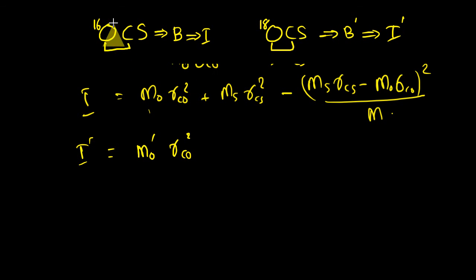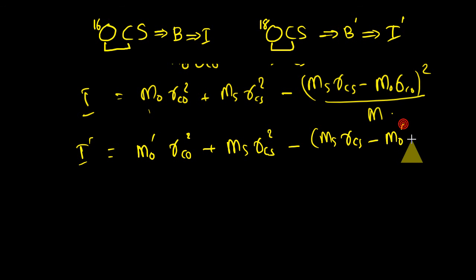ഓക്കെ, so even if we are making an isotopic substitution, the isotopic substitution will not affect the bond length. Therefore RCO distance will not change. Therefore we can use RCO square here also, plus MS RCS square. See, അത് സൾഫർ ആണ്, അവിടെ മാറ്റമൊന്നുമില്ല. Therefore we can write MS RCS square minus, now MS RCS minus MO RCO. Okay, MO എന്താണ് ഇവിടുത്തെ? MO dash ആവും, അല്ലെങ്കിൽ MO prime RCO the whole square divided by the mass of the molecule capital M.